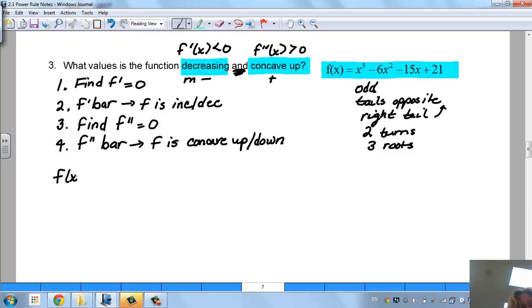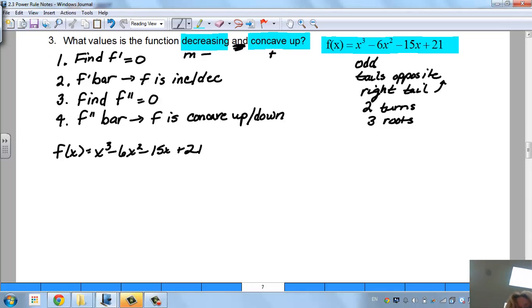All right, so let's start with this, and let's write our function here. f of x equals x cubed minus 6x squared minus 15x plus 21. The first thing we're going to do is take the first derivative. So f prime of x is going to be 3x squared minus 12x minus 15. Now we're going to set it equal to 0 to find our intervals where this is increasing and decreasing. I can factor out a 3, so I have x squared minus 4x minus 5 equals 0.